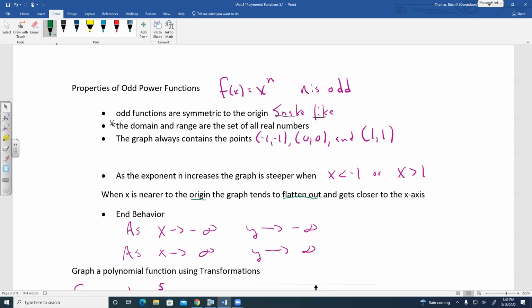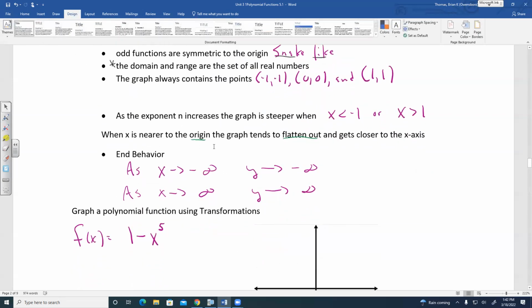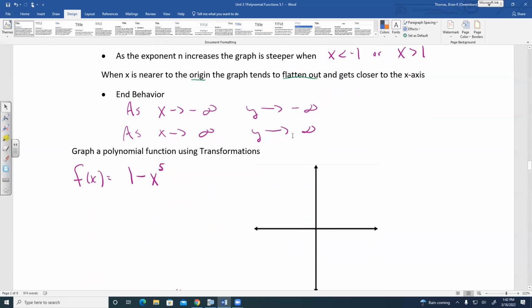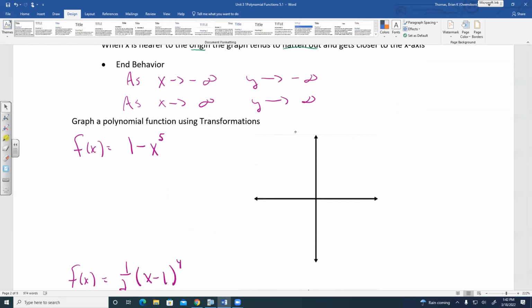As far as end behavior goes, what's happening out to the far left and to the far right, as x approaches negative infinity, in other words, as x goes further and further to the left, the y values are also going to be approaching negative infinity. So from a graphing perspective, what that means is this end behavior is going to go down like this and up like this. That's going to be the end behavior for that.